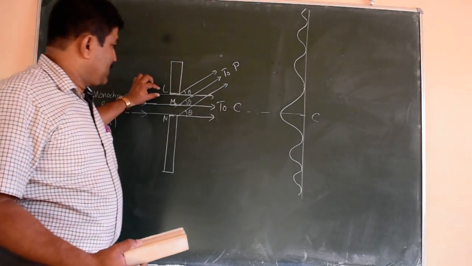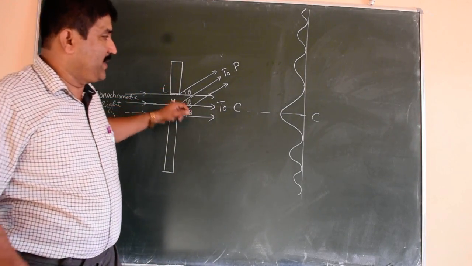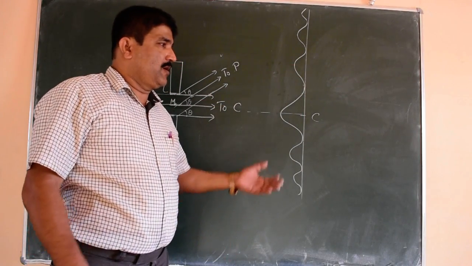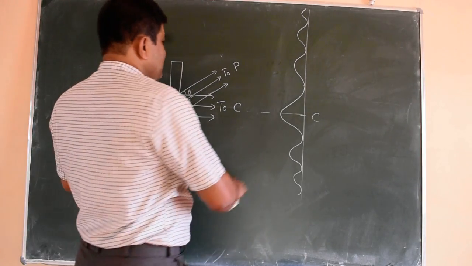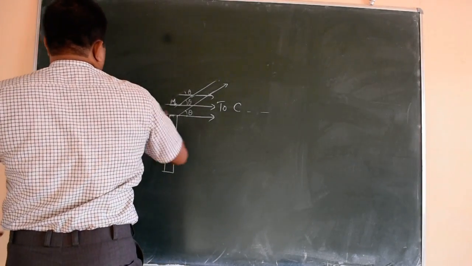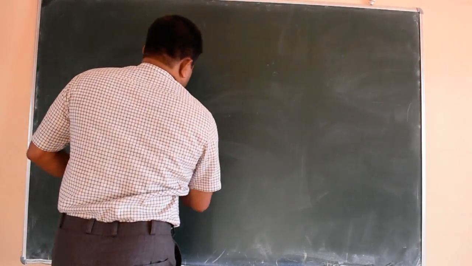Actually, if you take a small hole, then you may not observe this maximum and minimum. But because it is a very small slit, very small meaning millimeter width, we observe these maxima and minima placed at a large distance on the screen. Next, I am going to draw this intensity distribution graph the way I did yesterday.